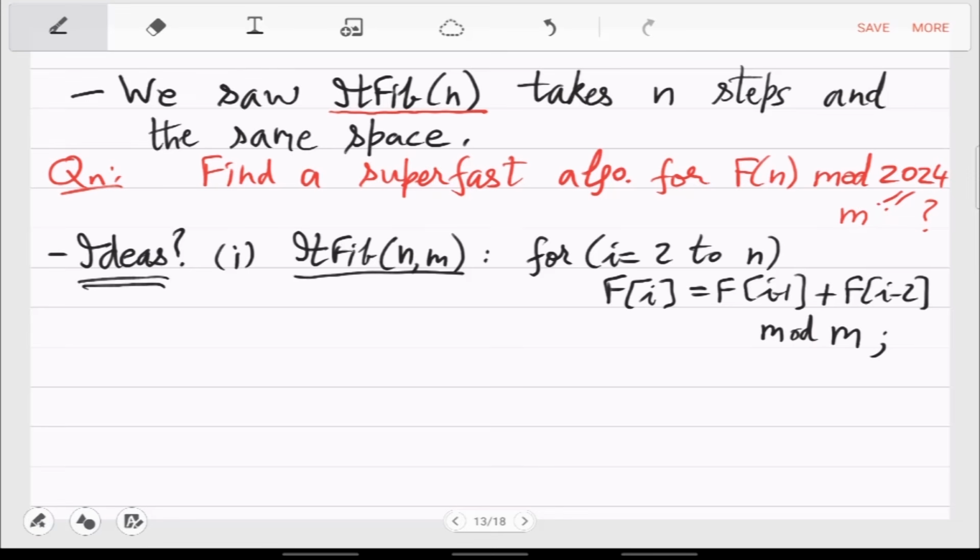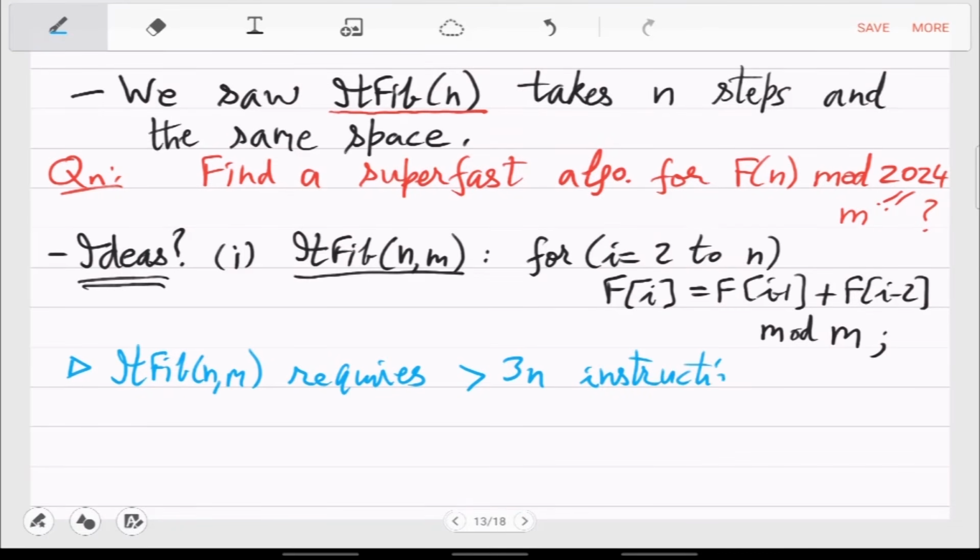So let's record that. So this iterative fib with n comma m requires greater than 3n instructions. I mean, the instruction is just addition, but then you also have to do division and compute the remainder. So it's a slightly more complicated instruction, but since m is small, this also will be fast.